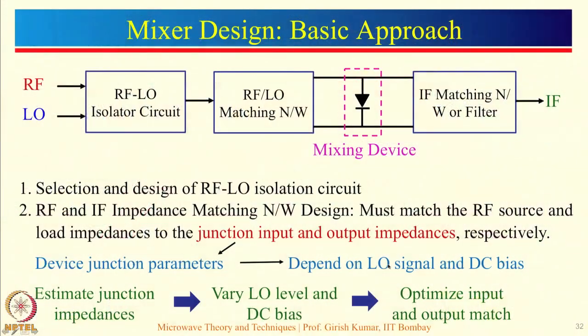So you have to start with some impedance level, you see the performance, then you vary the LO level and DC bias so that you get the desired performance in the matching network design. Okay, so this was the basic rationale behind mixer design using either diode or transistor. The design process for diodes is mainly focused in this lecture. It slightly deviates when you go for transistor based design. We'll focus on the diode circuits in this lecture.